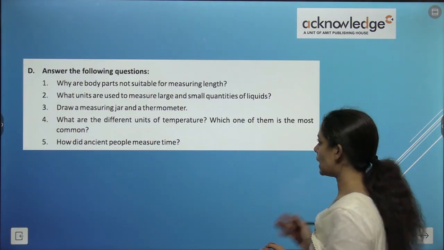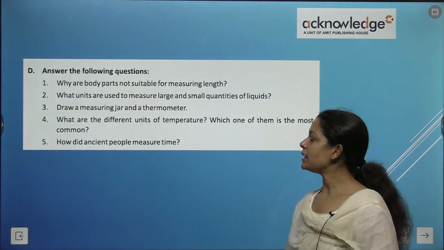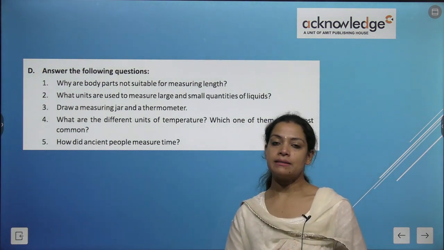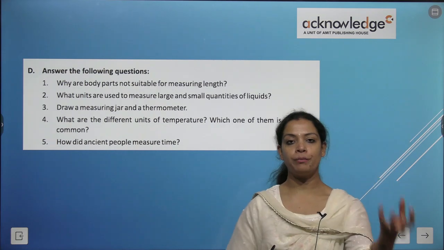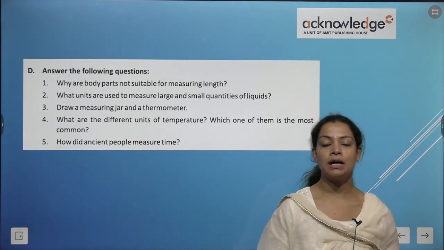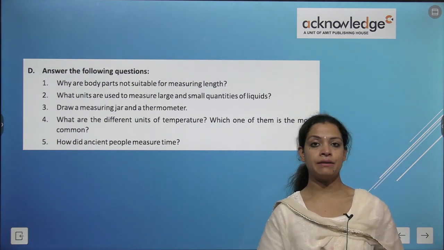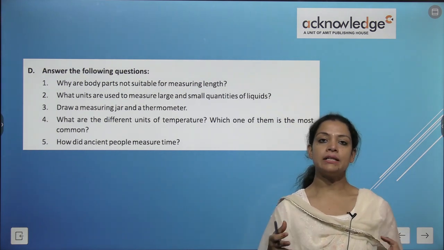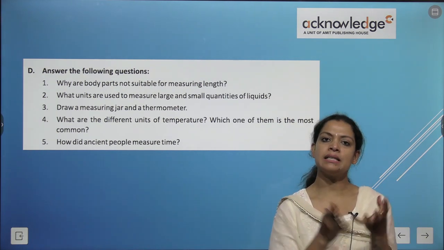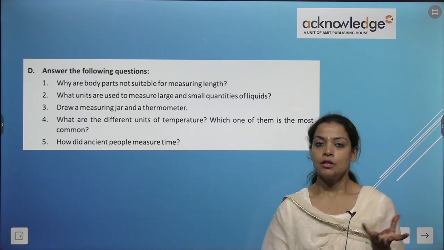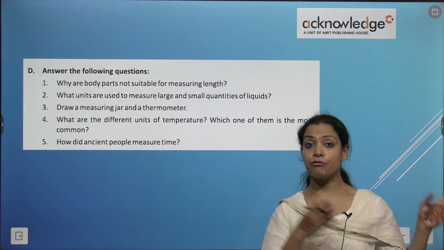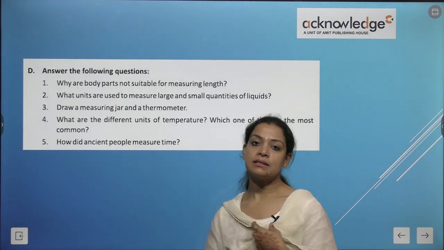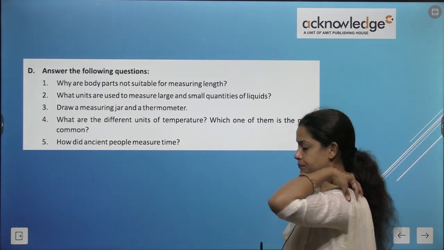Let's quickly try to answer some questions. Why are body parts not suitable for measuring length? So as I told you, I gave an example of measuring a same object with your father and doing the same with you. So answer differ करता है. Why? Because every individual or every human body is different in shape and sizes. So अगर हम एक ही object को different human being से measure कराएंगे, answer will be different. So it doesn't give an accurate answer.